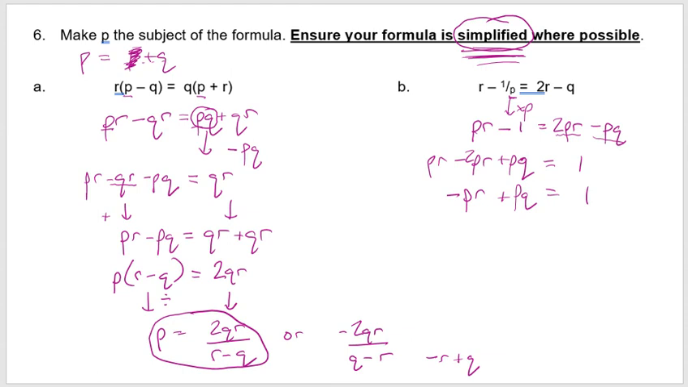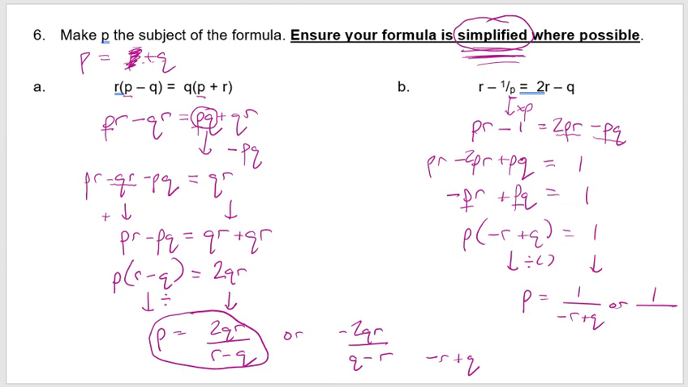Okay, subject is in two places, so I'm going to factorize my subject. So leaving us with a negative r and a positive q equal to 1. Divide through by those set of brackets on both sides, leaving us with p is equal to 1 over negative r plus q.